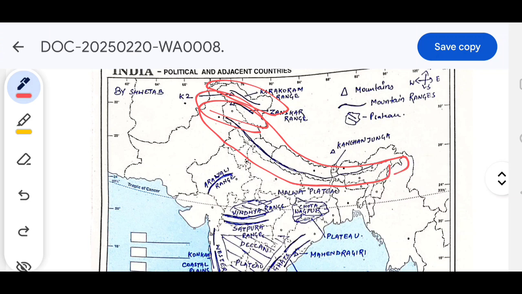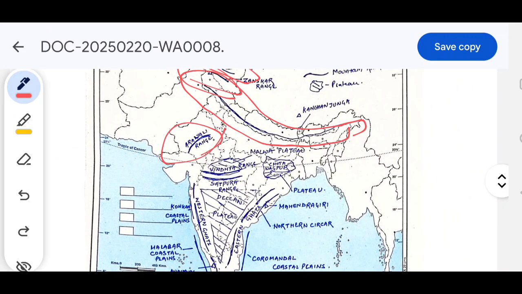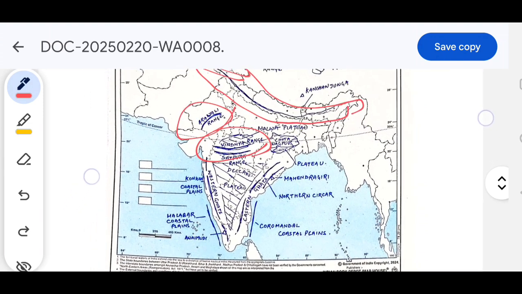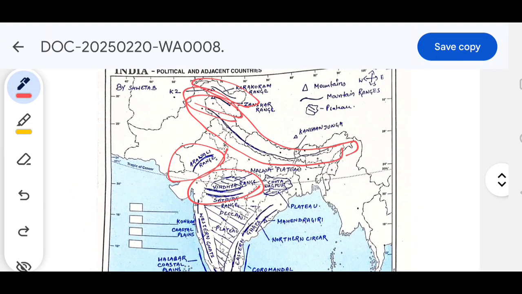which is the third in the sequence of Himadri, then Himachal, and then this is the southernmost, Shivalik. Now you can see this is the Aravalli range, which is in Rajasthan, and there are many more. Then we have the Vindhya range and Satpura range together here. So I think these are the only ranges which are mentioned.